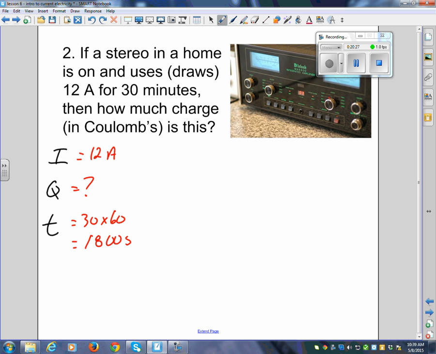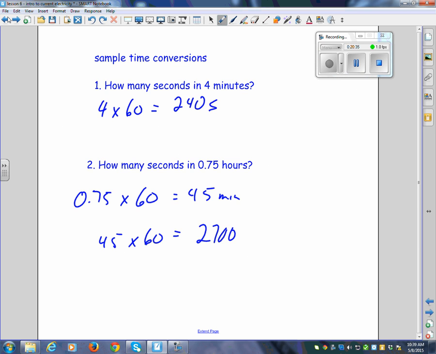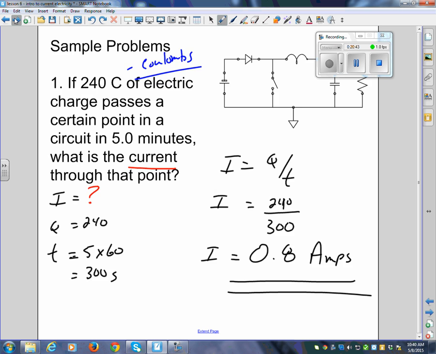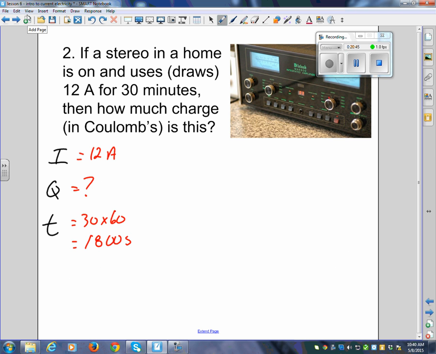Okay. I need the formula that solves for Q. Q equals I times T. Write the formula. If you want to put the little multiply sign in there, that's fine. If you don't, also fine. I like to write just IT. But if you feel the need to put the multiply, go ahead.